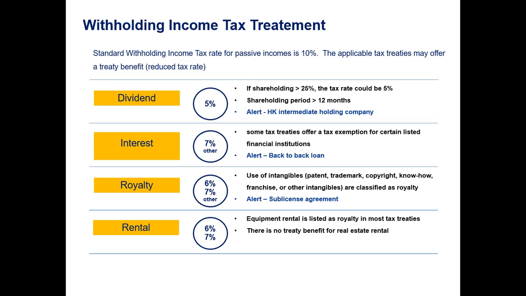Remember, first of all, the non-resident enterprise receiving dividend, interest, royalty, or rental payment should be a beneficial owner of these passive incomes. Beneficial owner, we will interpret the concept later. And also for dividend, for example, in some tax treaties it requires that if the foreign company's shareholding is above 25% and the shareholding period is more than 12 months, the tax rate could be reduced to 5%.